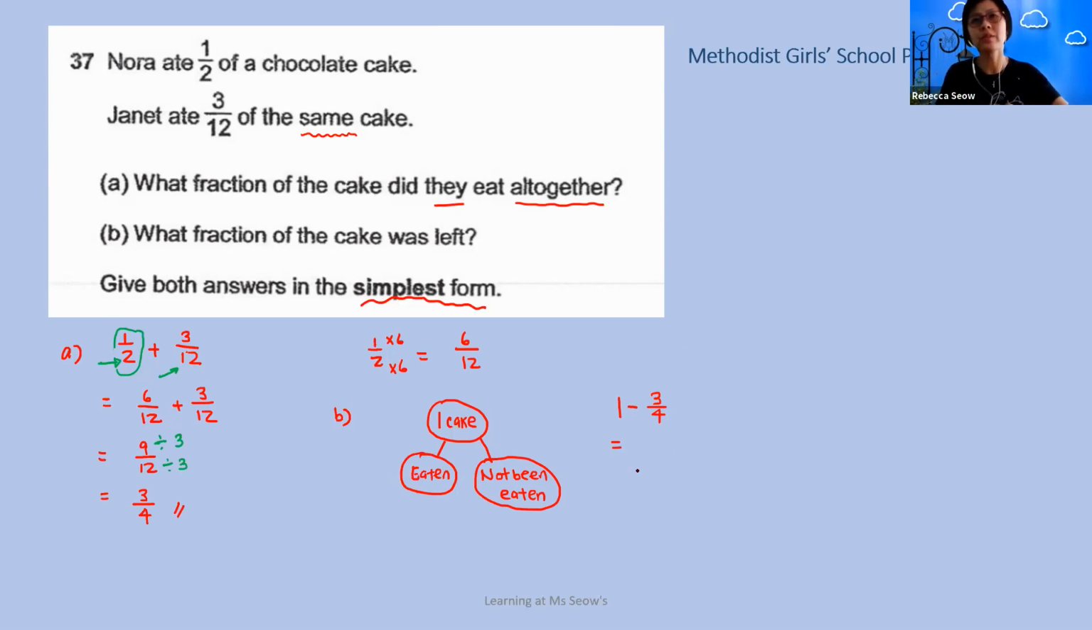Now, what we could do is convert one whole into a fraction. One whole could be written as 1 out of 1. It can be written as 2 out of 2, 3 out of 3, and so on and so forth. What we want is a fraction whereby the denominator is the same as 3/4. So it's most suitable to change one whole into 4 out of 4. So 4 out of 4 minus 3 out of 4, we will get 1 out of 4. So that's the answer for P.